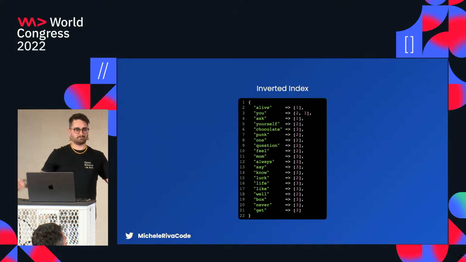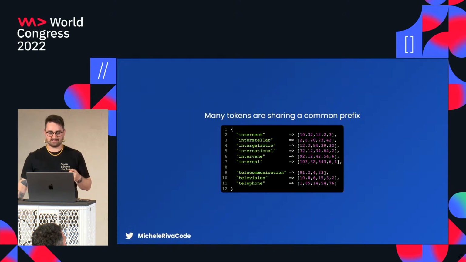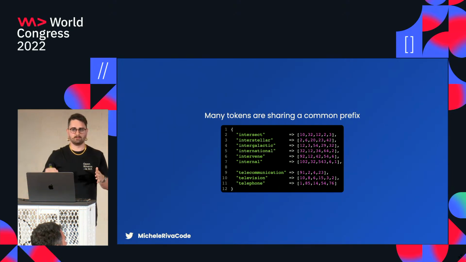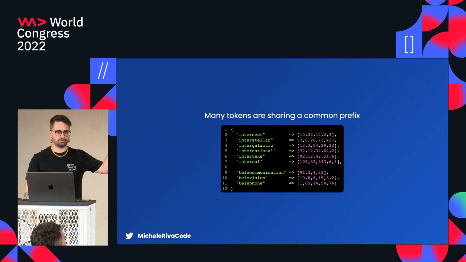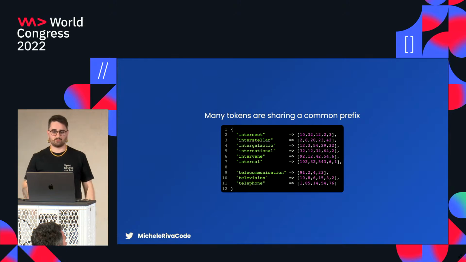Again, there's another problem. We are not optimizing for space. So what do I mean by that? Let's take an example of this input. We have intersect, interstellar, intergalactic, international, intervene, internal. We might have interview, and whatever. As you can see, we are repeating many letters, right? There is a common prefix amongst all the tokens we are inserting. That means that if we insert this data in memory, we will have multiple duplicates for basically no reason. So we are wasting a lot of space, and things get slower.